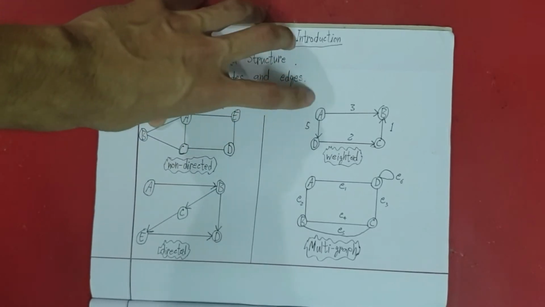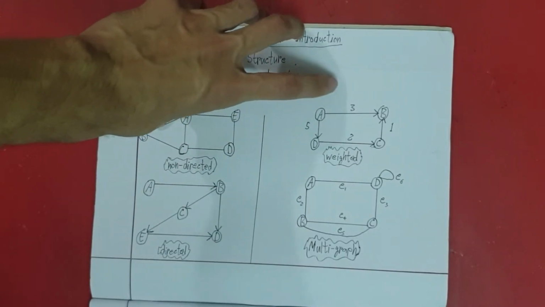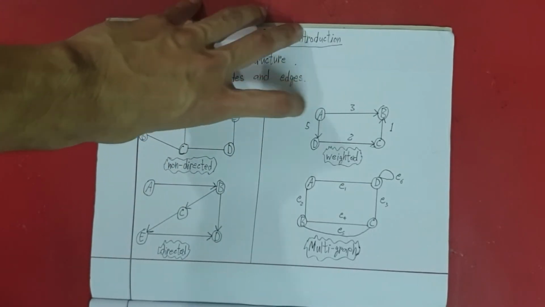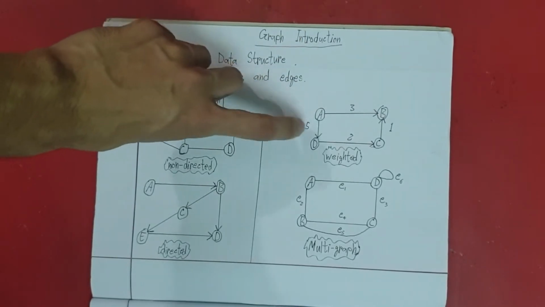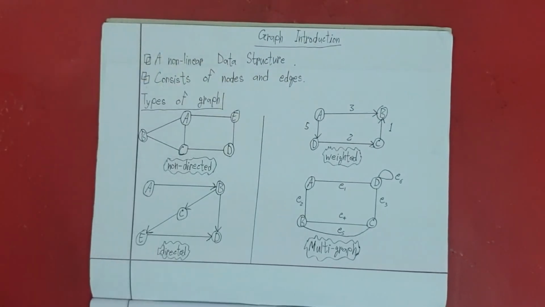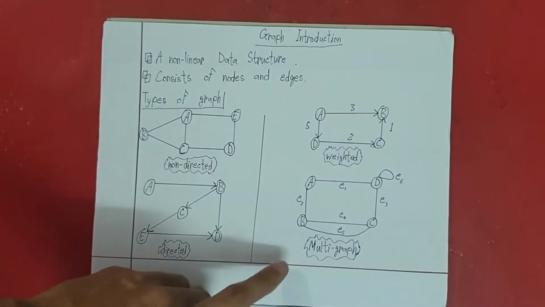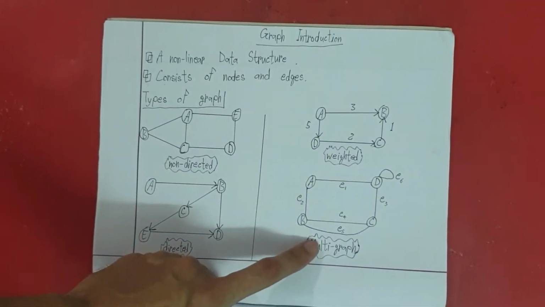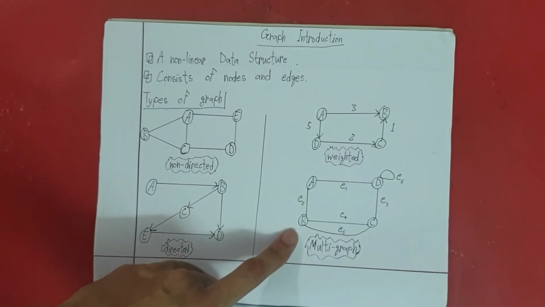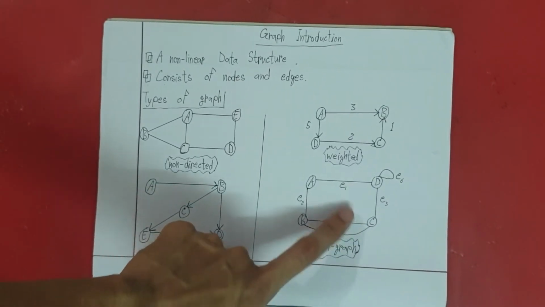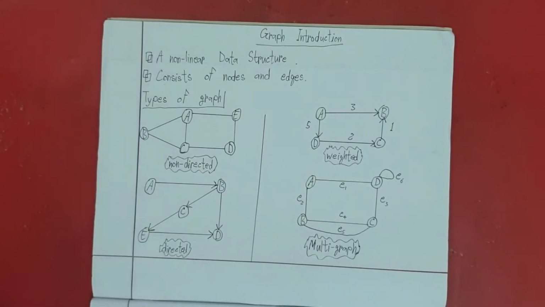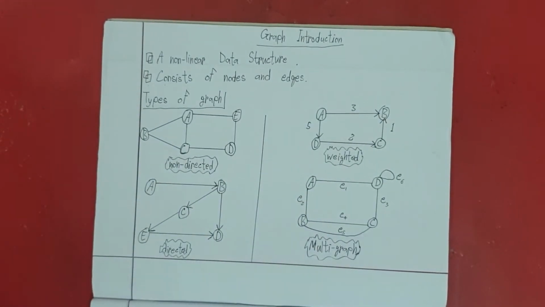So we can see here the cost from going from vertex A to vertex B is 3. And from vertex A to vertex D is 5, and so on. Then we have multigraph. Why is it called so? Because there are multiple edges connecting the vertices B and C. And there is a loop in the vertex D, connecting it with itself.